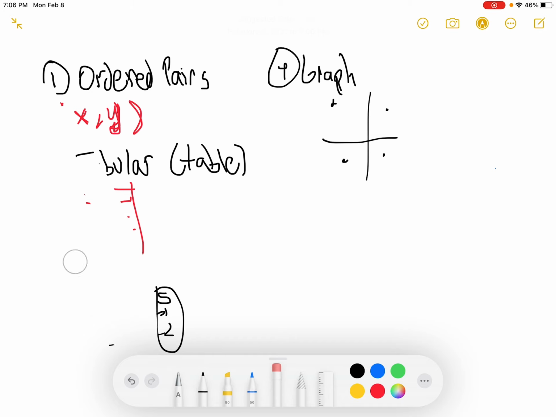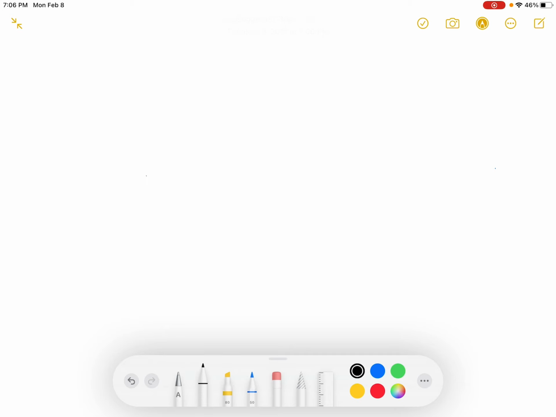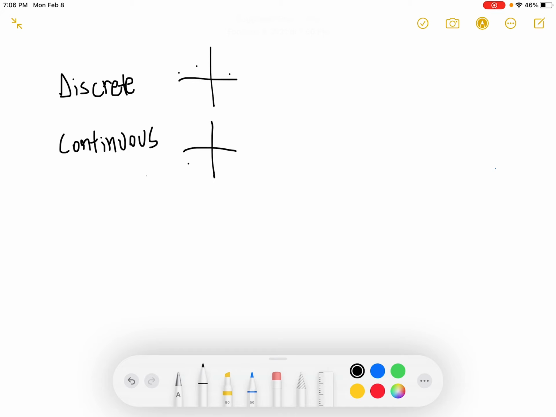Now, let's see. What's next that we'll go over? There's different types of graphs. There is discrete and continuous. Discrete is when there's just random dots and they're not connected. And continuous is when there's actually a line or a curve or something like that. So that's what that means. That's simple.